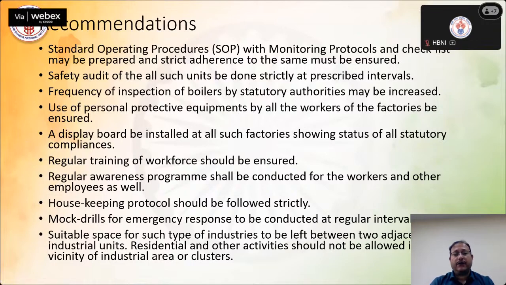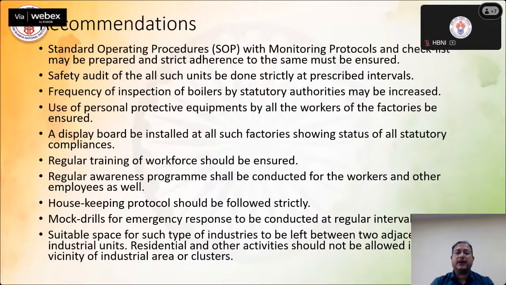Safety audit of all such units should be done strictly at prescribed intervals. Frequency of inspection of boilers by statutory authorities may be increased. Use of personal protective equipment by all the workers of the factories be ensured. A display board be installed at all such factories showing status of all statutory compliances. Regular training of the workforce should be ensured.